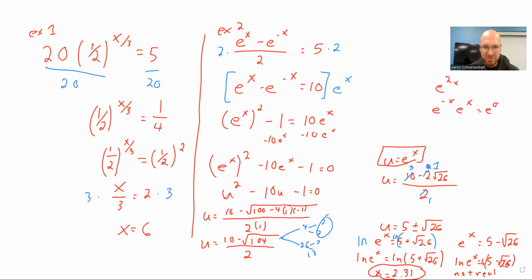One of the keys, though: you can do this substitution and use the quadratic formula, but you must substitute it back and solve for x, not just solve for u.